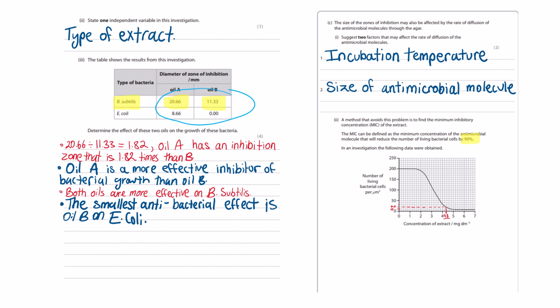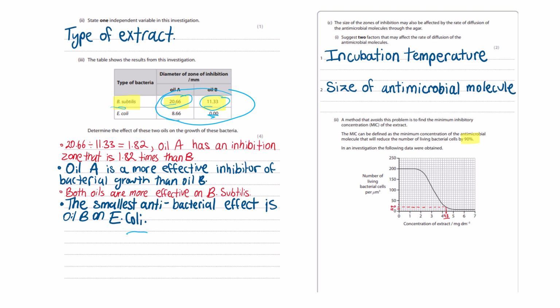Okay, now both oils are more effective on B. subtilis. If you can see over here, the oils are more effective on B. subtilis. The inhibition zone for B. subtilis is fairly larger than for E. coli. The smallest antimicrobial effect is oil B on E. coli, where it gave us 0. So absolutely nothing happened.